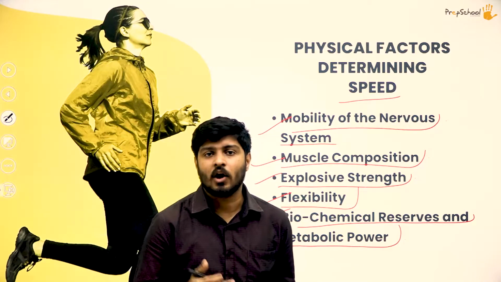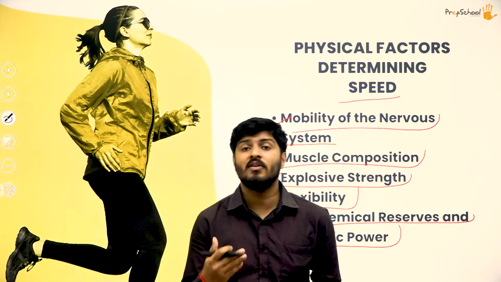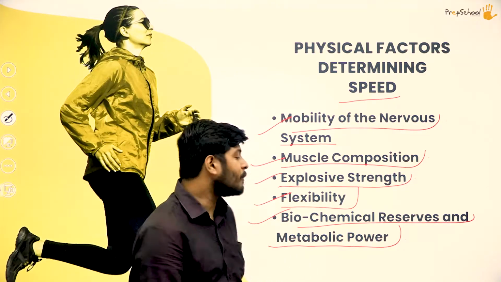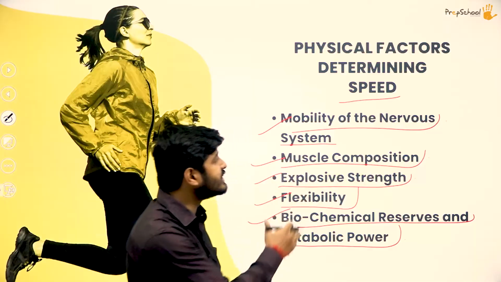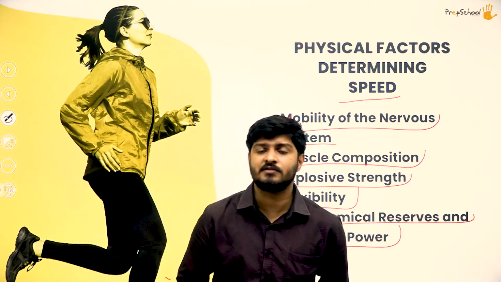So when you're running, if you're out of carbohydrate-based energy, your body will turn to the biochemical reserve or metabolic power to give more efficiency to the body. So that is how all these factors are responsible for speed. I hope you understood the various factors for speed.